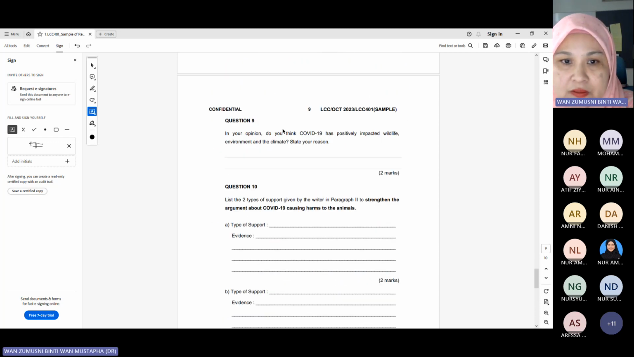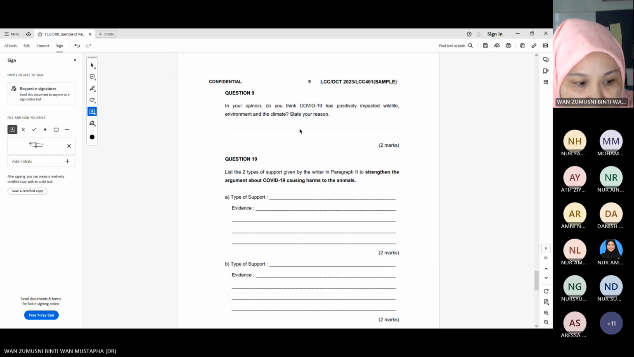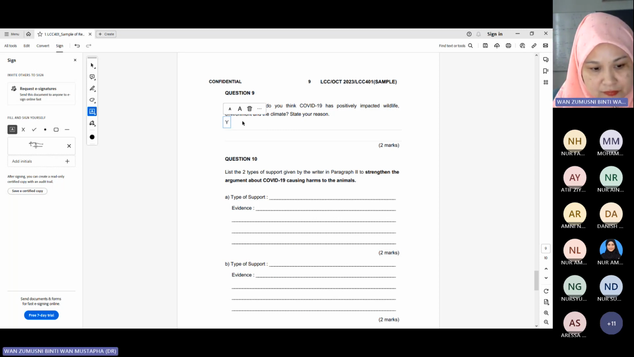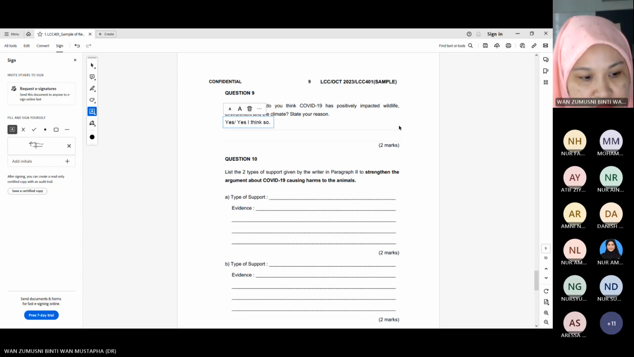Now let's look at the question. Question 9. In your opinion, do you think COVID-19 has positively impacted wildlife, environment, and the climate? Okay. For this question, you see there are two lines here, right? Can you just say, yes? But here, look, there are two marks. Or you can say, yes, I think. Can you answer that? Yeah, but you get half a mark.